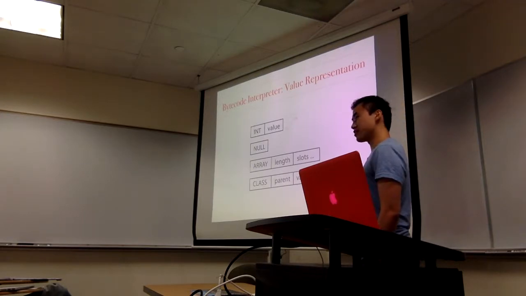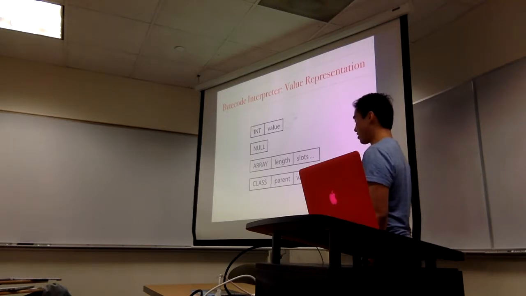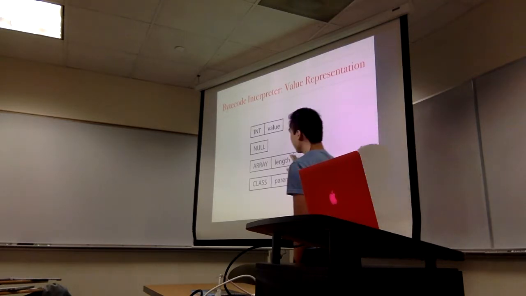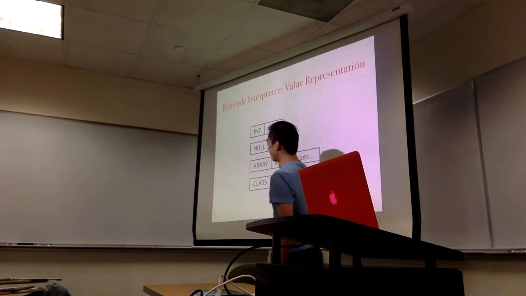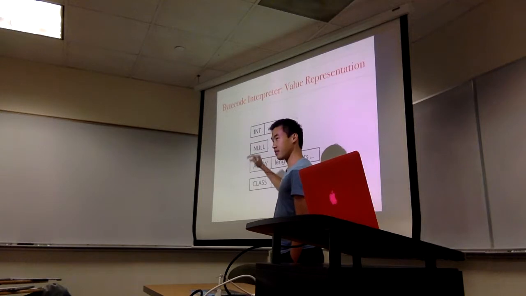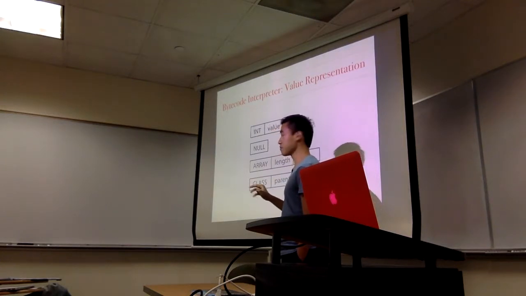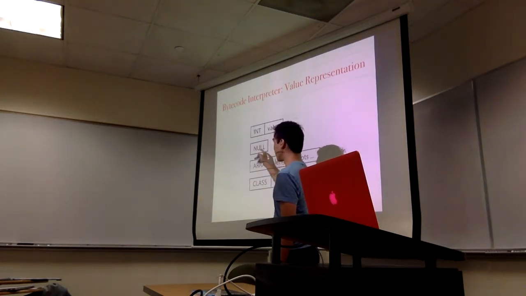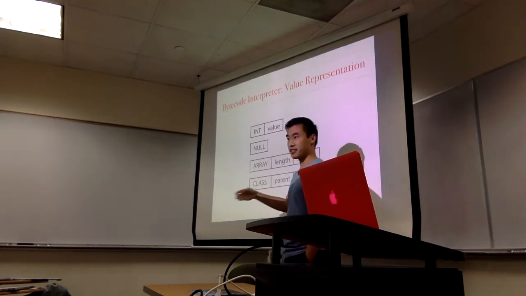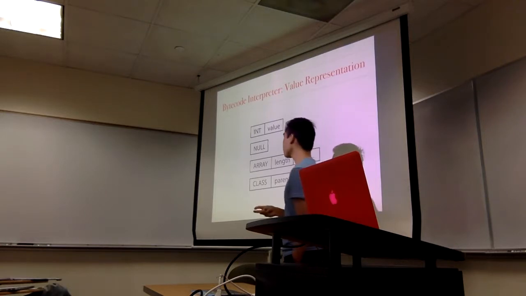When you allocate these values, this is the format I would strongly recommend you adhere to. Every object has a little word or a cell at the front of the object, specifically at the front. That's some integer that tells you what type of object it is. So there'll be a special tag for ints, a special tag for nulls, for arrays, and then for classes there will be different tags depending on what class the object is from.